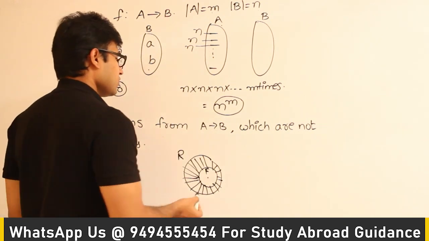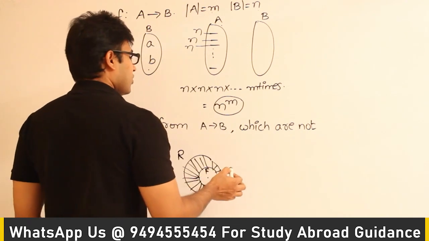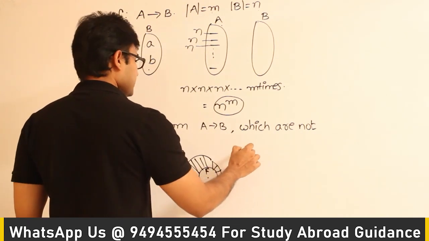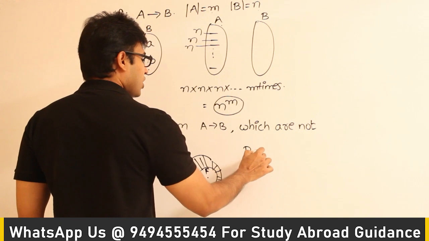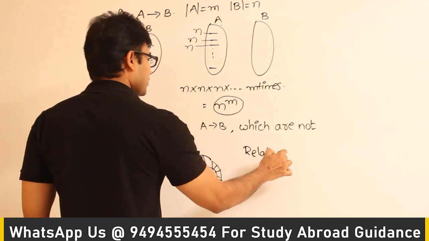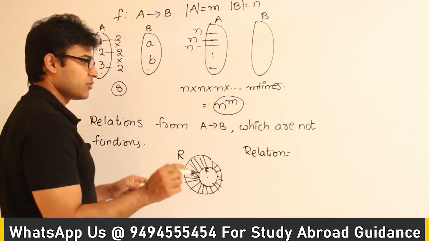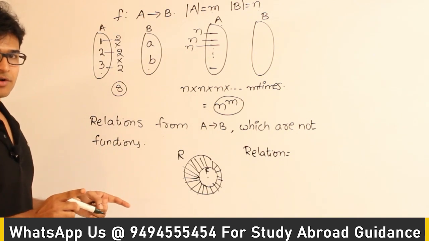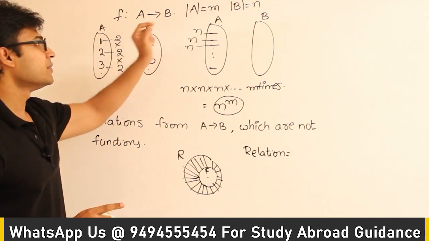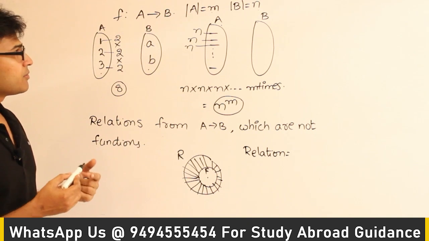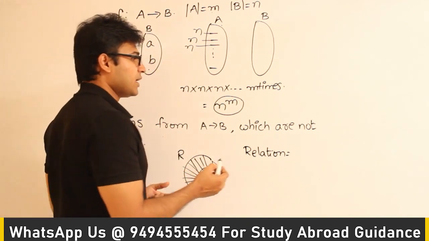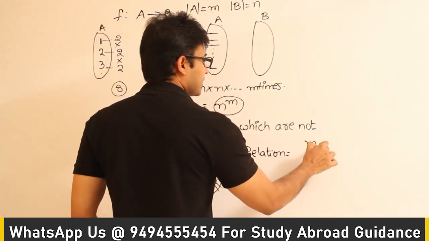Got it? So now check this. What I wanted is the total number of relations from A to B. We have already seen the total number of relations, how do we get the relations? By cross product, right? Once we take the cross product of A and B, the number of ordered pairs in this Cartesian product is going to be mn, isn't it?